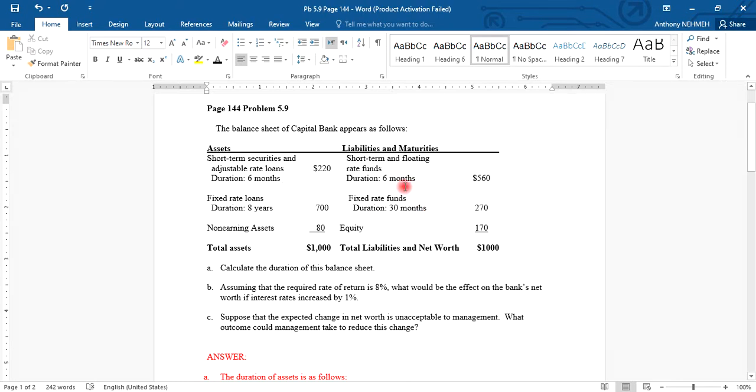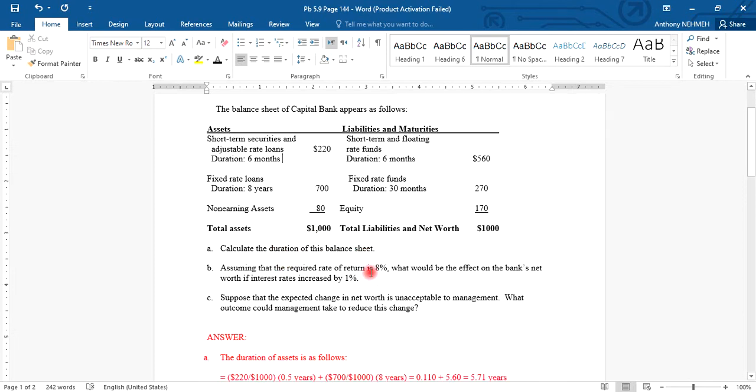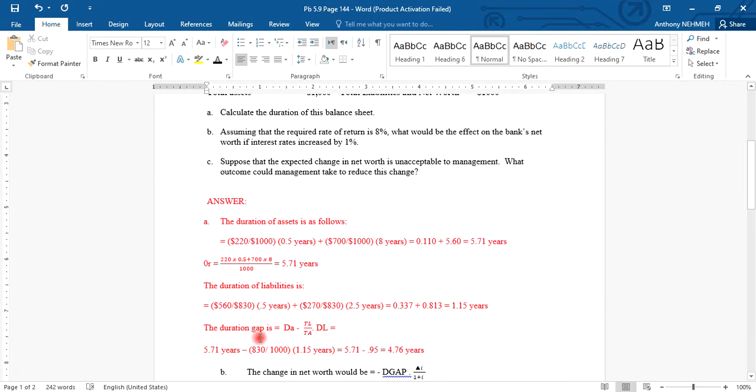Let's start. Calculate the duration gap of this balance sheet. The formula, for sure, as you know, is duration of assets minus total liabilities over total assets times duration of liabilities. I will divide my work in two parts.